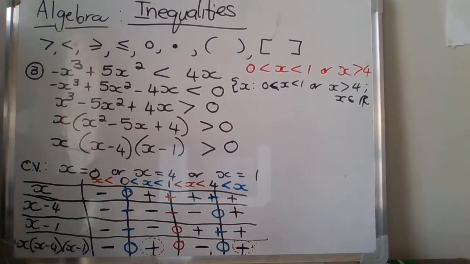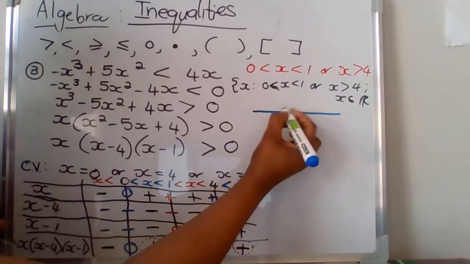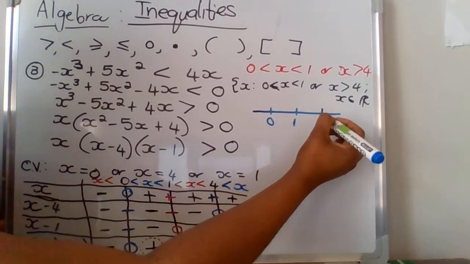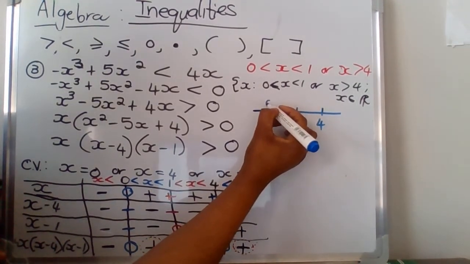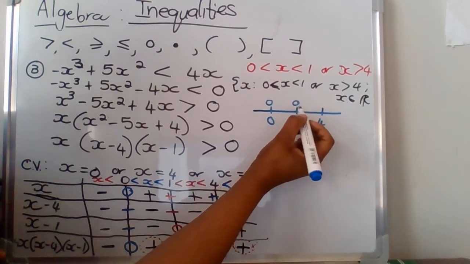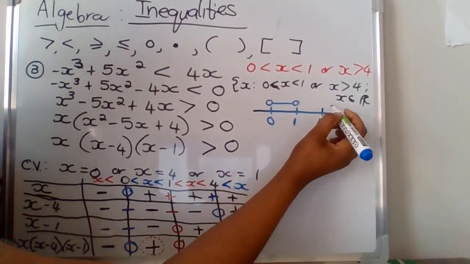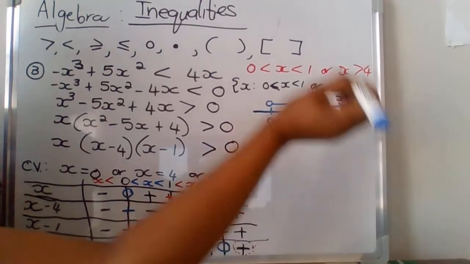If I was to draw this on my number line, I'd have 0, I'd have 1, and then I'd have my 4. So then I would have it lies between 0 and 1. There's no equal sign, so it's an open circle. Or also then x is greater than 4.